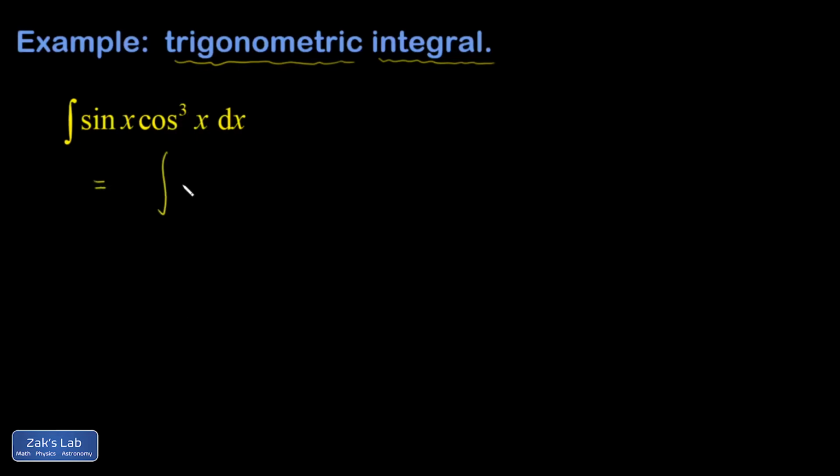I mean, more or less. I need a minus sign. Now I have the derivative of the cosine sitting right next to a power of the cosine. And I can see the chain rule backwards. So again, constants can move in and out of the integral with no problem.